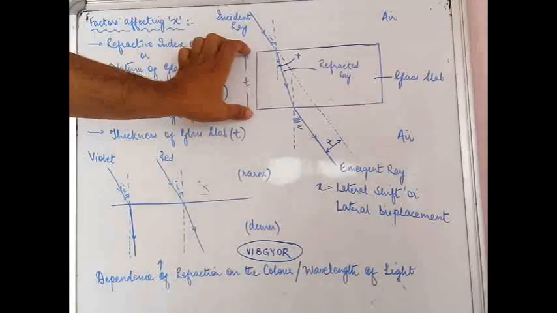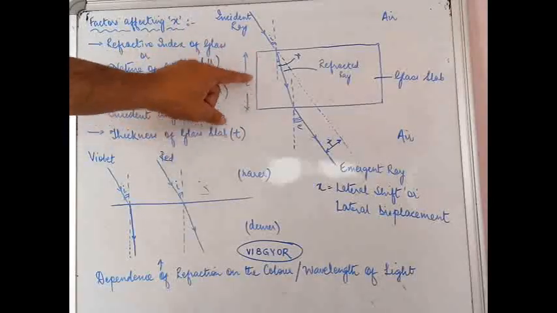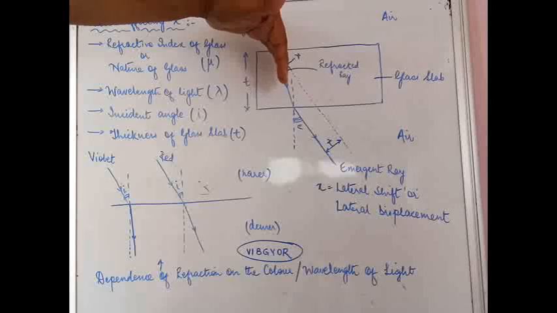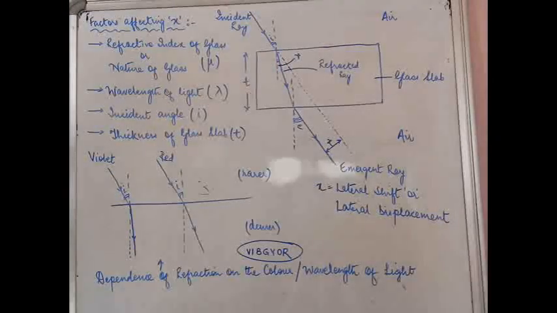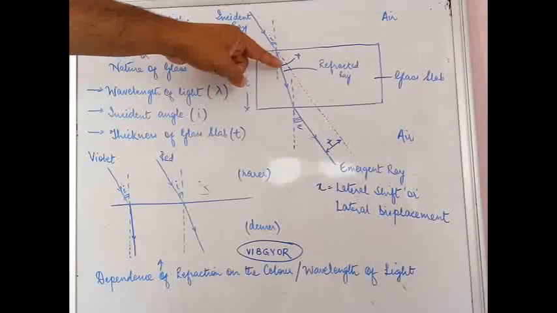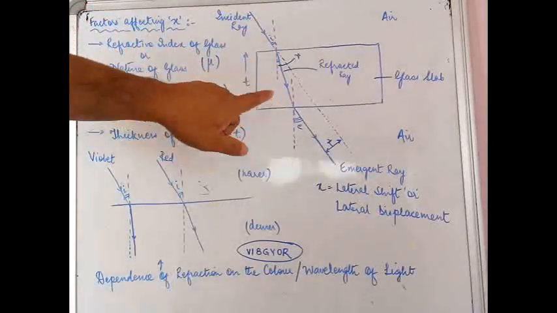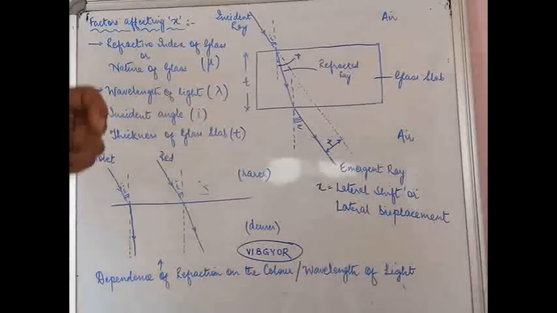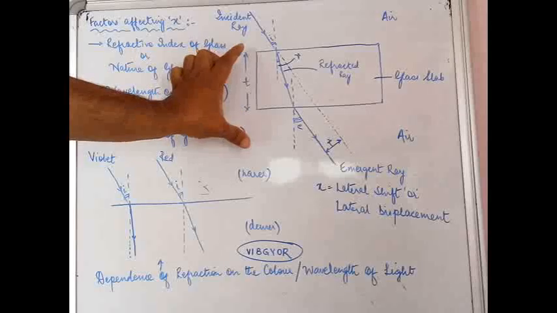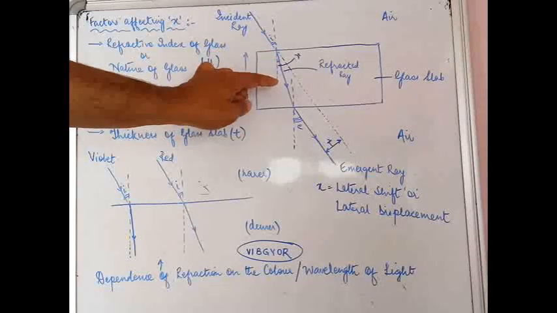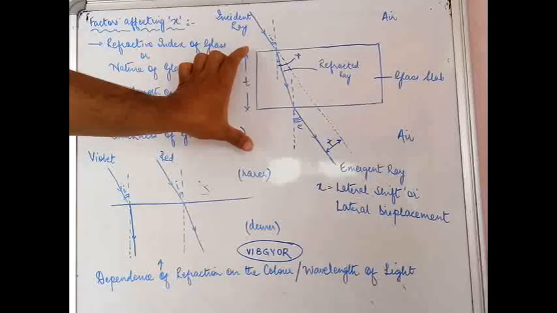Lastly, we have the thickness of the glass slab, which is this T that I have labeled in the diagram. Logically, when a ray of light enters the glass medium and bends towards the normal, the more it keeps moving in this glass slab, the greater the value of x you will get. Since T is more, the thickness is more, the refracted ray has to travel a much greater distance.